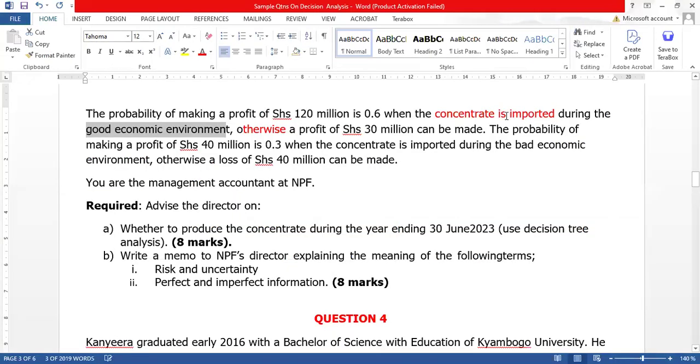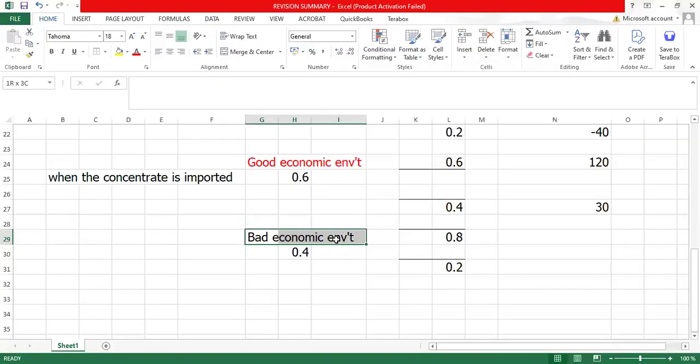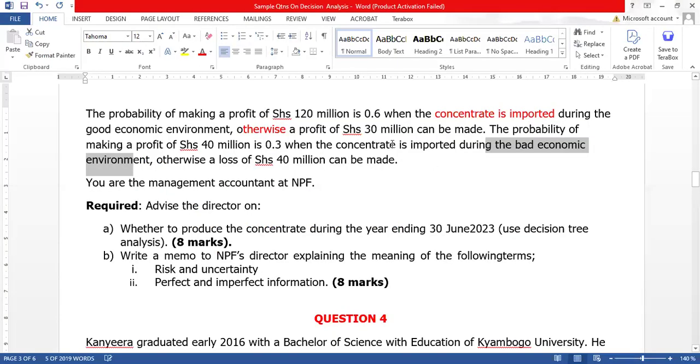Next, they are telling us that the probability of making a profit of shillings 40 million is 0.3 when the concentrate is imported during bad economic environment. So here you have bad economic environment, imported. There is a 0.3 chance of you making a profit of how much? 40 million.